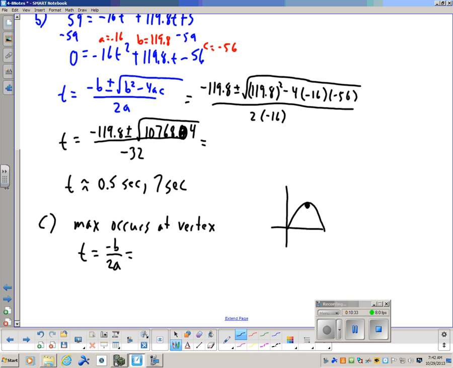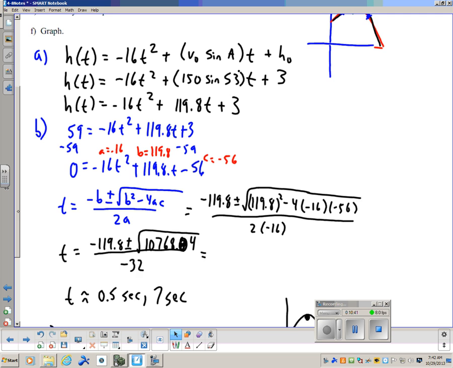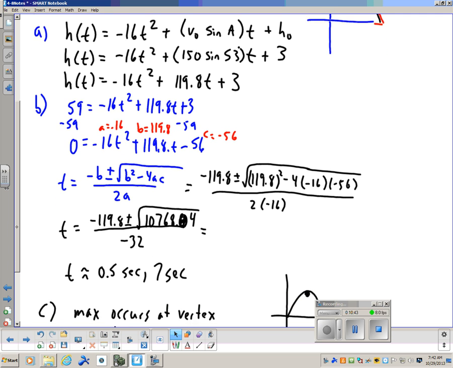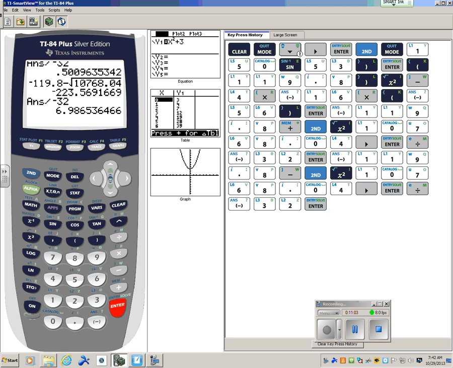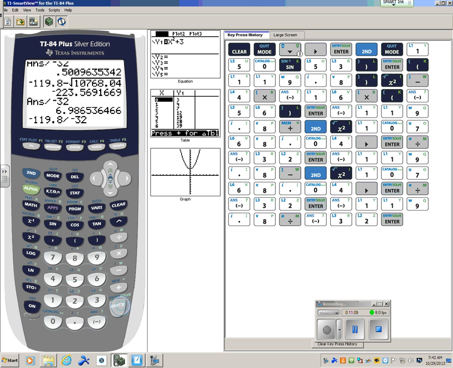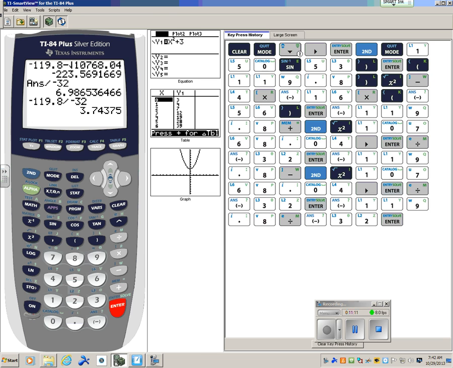Well, our B value, if you go back, and you got to go back to the original one, not the part C there, because part C is at 59 feet. So part A up there, your B value is 119.8. So that's negative 119.8, all divided by 2 times negative 16, which was our A value up there. So this gives me negative 119.8 divided by negative 32. So I can plug that in. And I'm getting 3.7 about.